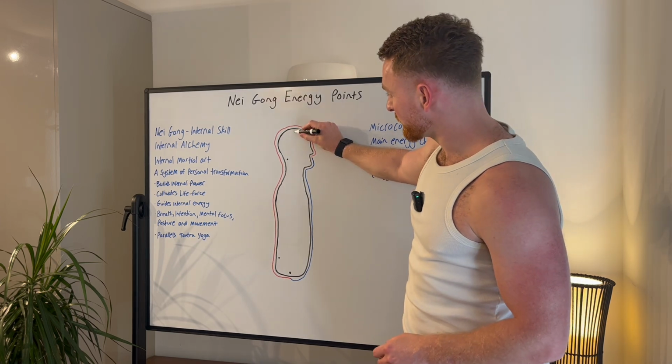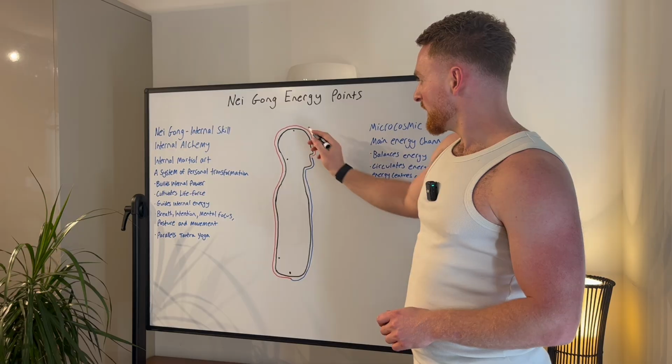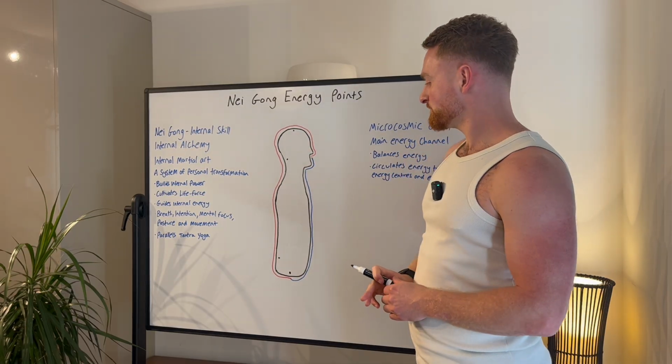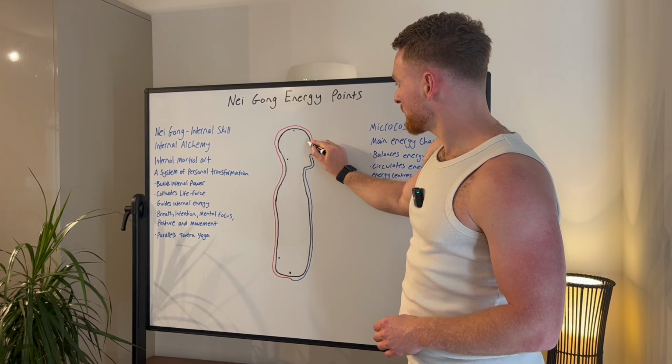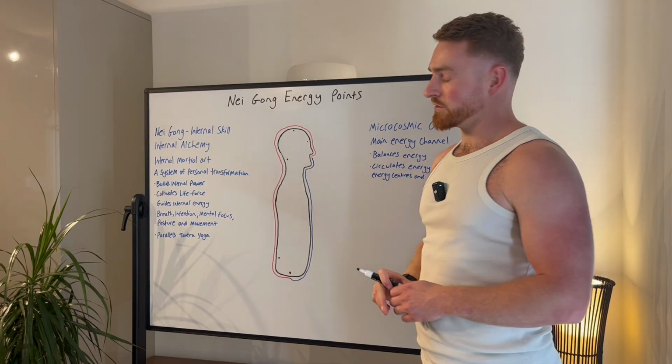So the next one is at the crown of the head, just here. And again, this kind of relates to the crown chakra in the yogic tradition. The next one is at the brow line on the forehead. Again, this could be the third eye in the yogic tradition.